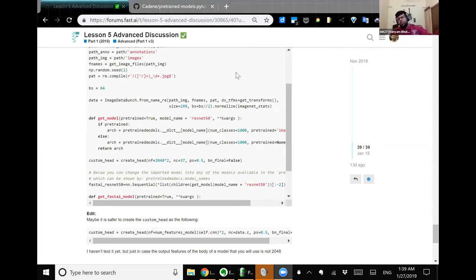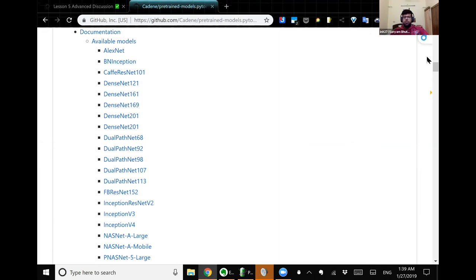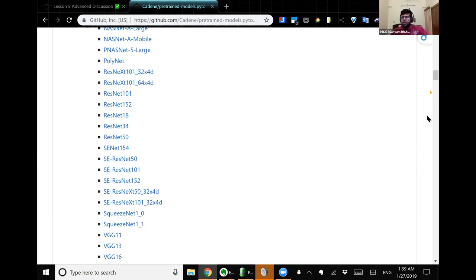Also, if you've noticed the order of arrangement inside the README file, those are based on how fast they can converge, I think, or how good their accuracy is on ImageNet.